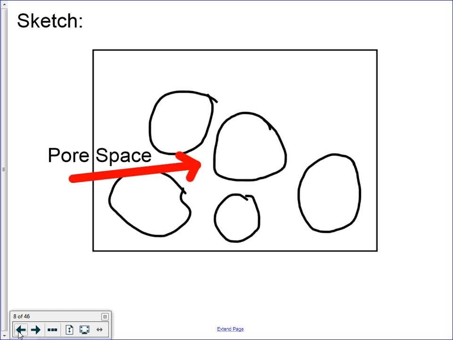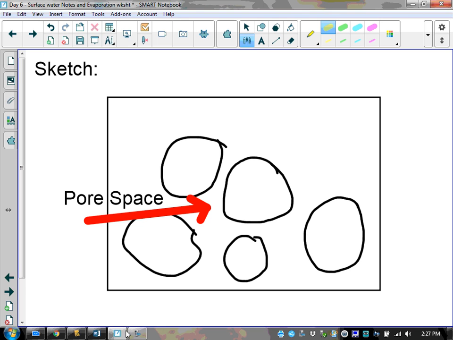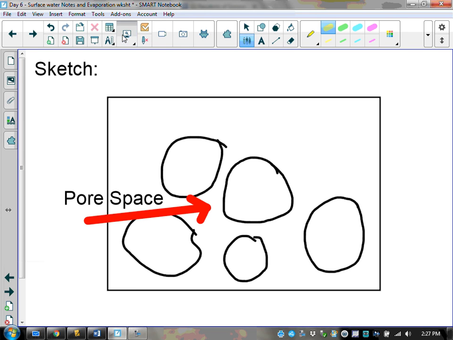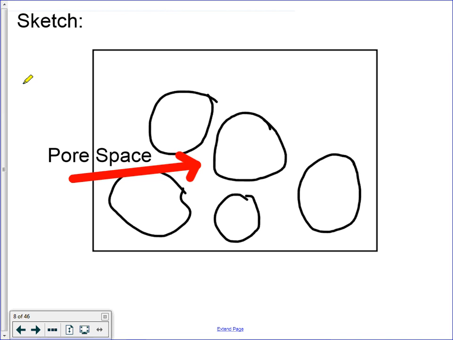The sketch that I made looks horrible, because I drew it on my laptop with my trackpad. It shows large sediments that have a lot of pore space in between them. So for number 1, your factor is soil composition, your description is the space in between sediments, and your sketch is just a picture of this. It's just rocks with an arrow pointing to pore space.